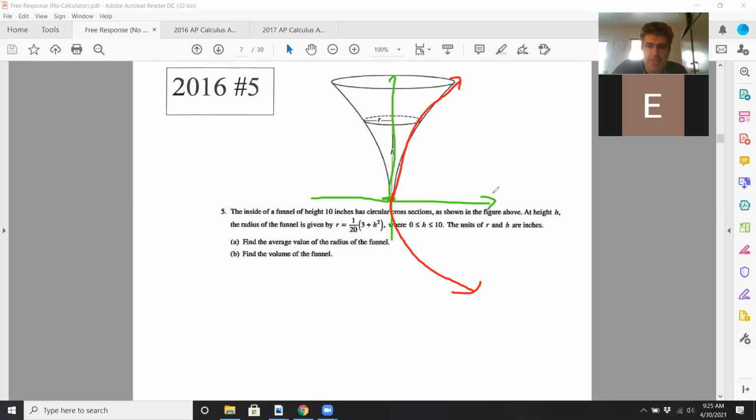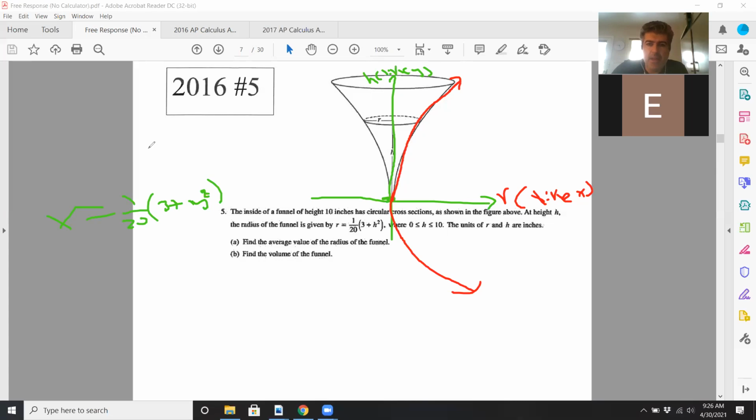Think of r being like x. And this is the h-axis, and think of that like y. So really it's like saying x equals 1/20th of 3 plus y squared. If you actually were to graph that, you'll get a sideways parabola that you see in red. That was the tricky part to this problem, being able to model it on an xy coordinate plane, because that way it's more tangible. Then you can actually use the techniques you've learned about volume of revolution.